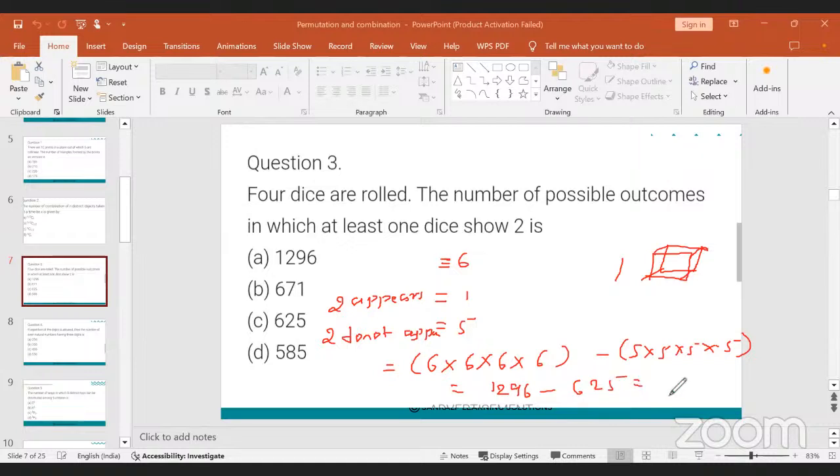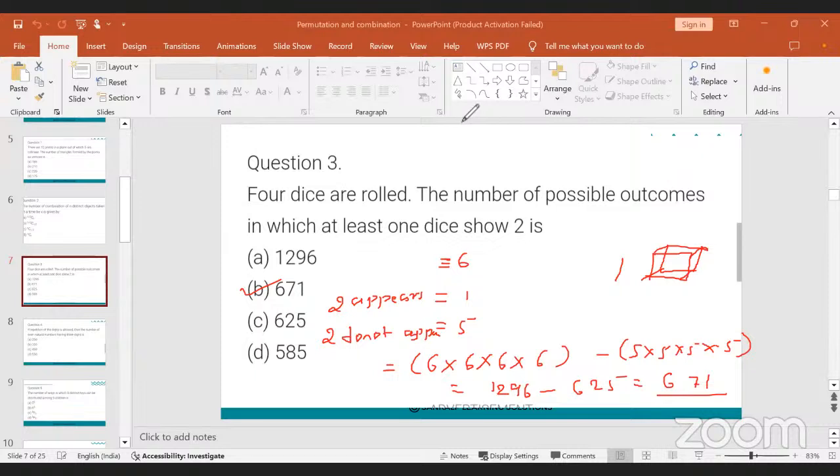So try to solve this. You will get 6 minus 5 is 1, then 9 minus 2 is 7, then 12 minus 6 is 6, that is 671. Option B is the correct answer.